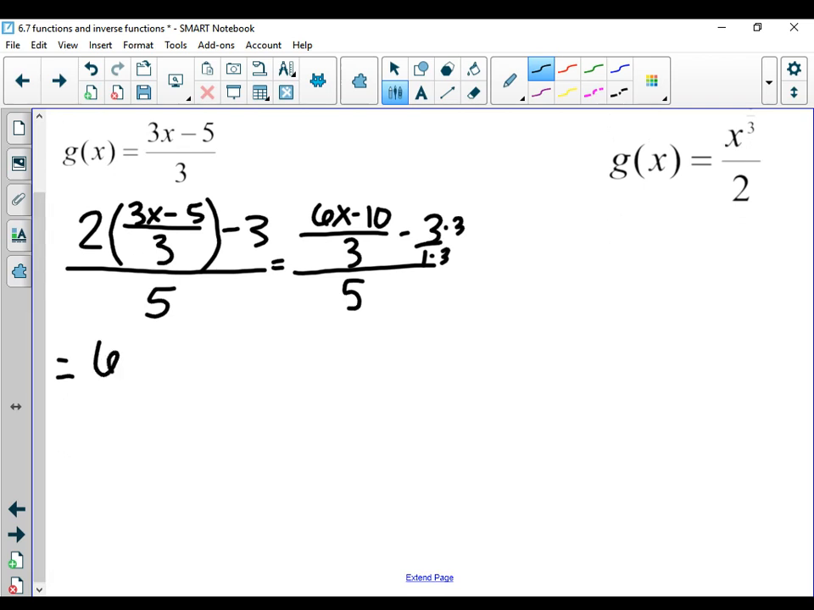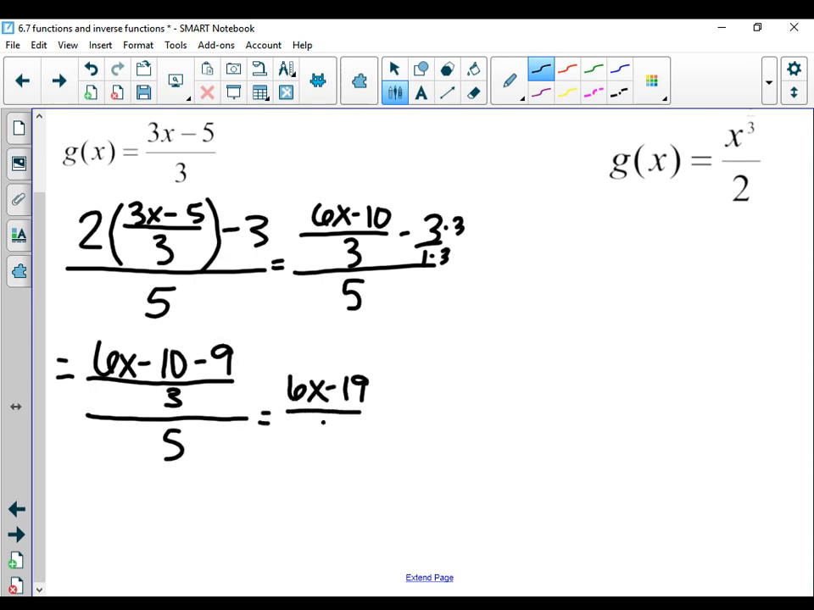So then I would have 6x minus 10 minus 9 all over 3 all over 5, which would get me 6x minus 19 all over 15. And just looking at that, there's no way I can just end up with x by itself, okay? Because the first one didn't get me x, I don't even have to try the second one. So this one would be, no, they are not inverses of each other, okay?